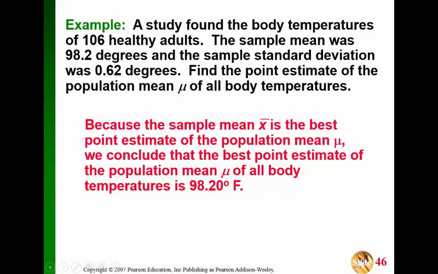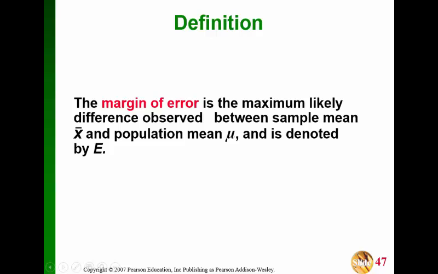All right, let's get a little bit more interesting here and take a look at the margin of error. So this is the same definition that they give, except they change the p hat and the p with x bar and mu. So the margin of error is the maximum likely difference observed between the thing that you're estimating and your point estimate that you're giving. So the thing that you're estimating is mu, your point estimate is x bar. So the difference between the population parameter and the sample statistic is going to be your margin of error.